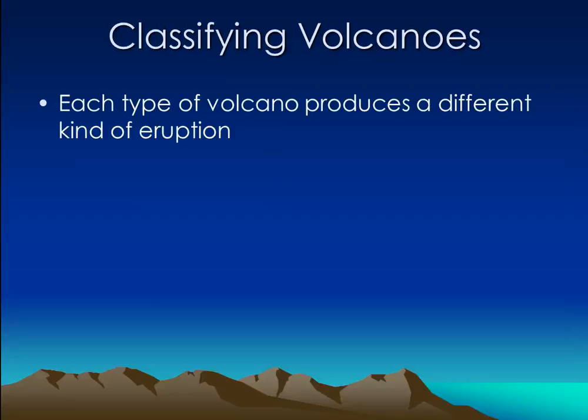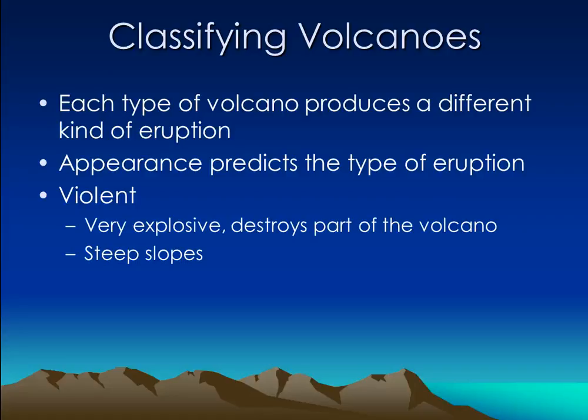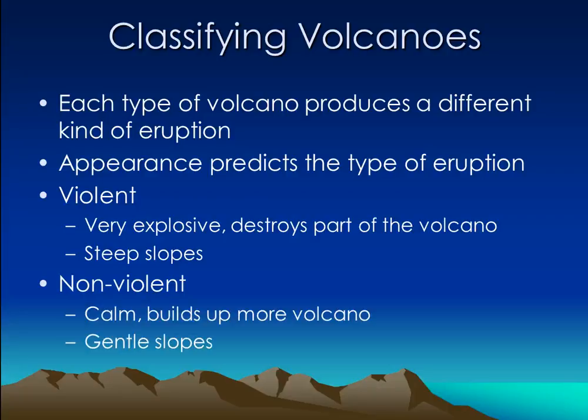Each type of volcano produces a different kind of eruption. Appearance, the way that it looks, would predict that type of eruption. There can be violent volcanoes, which are very explosive, which destroy parts of the volcano with very steep slopes. There can be non-violent volcanoes, which are calm and build up more volcano with gentle slopes, meaning that the lava doesn't flow out as quickly and actually builds more of the volcano after it's done erupting and the lava has cooled.